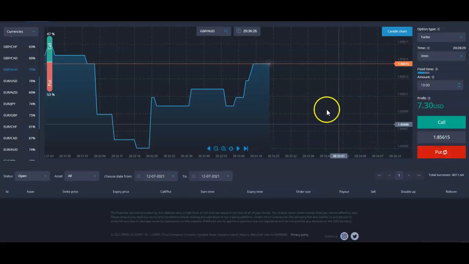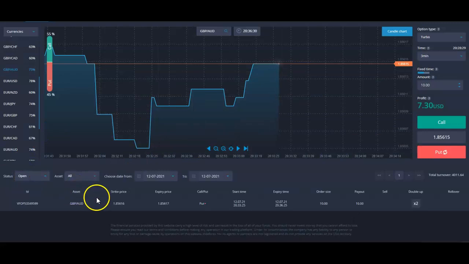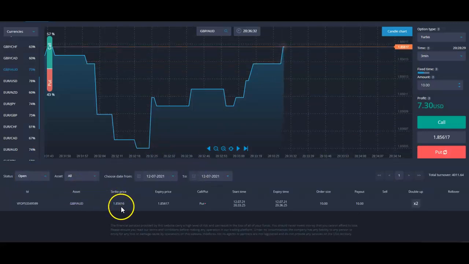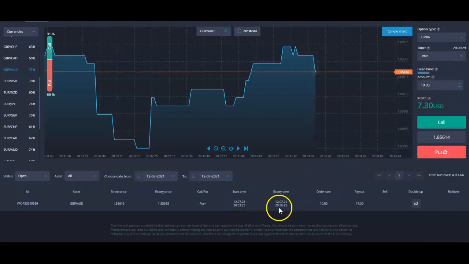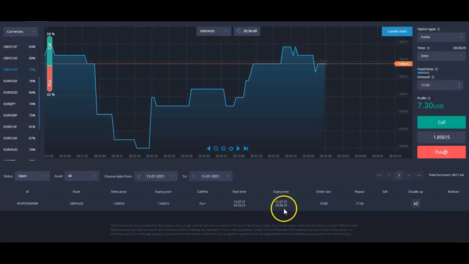So now we just entered at 616 was our entry. We entered a 3 minute trade. Our time started at 20:33:25. We had the fixed time on, so we're getting our full 3 minutes. Our expiration time is going to be 20:36:25.